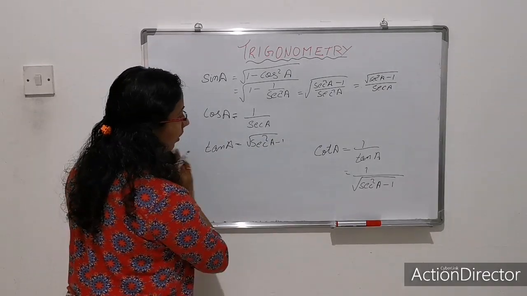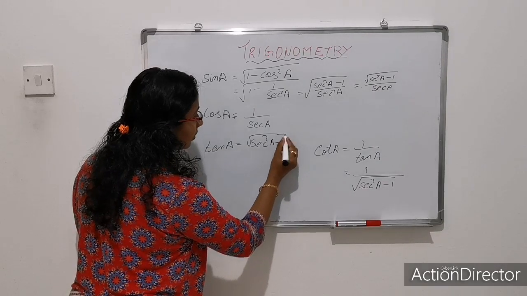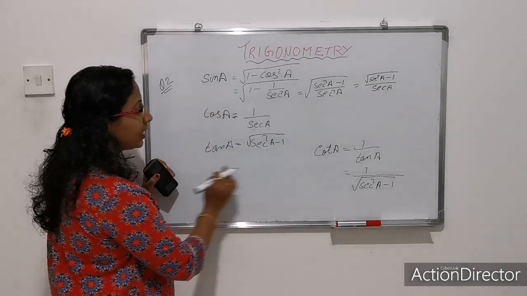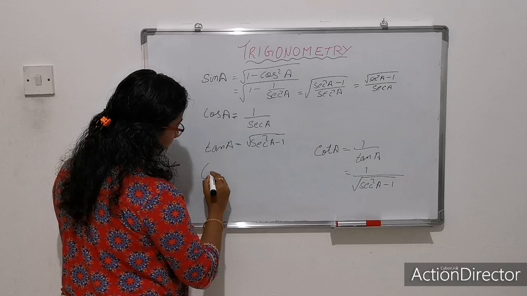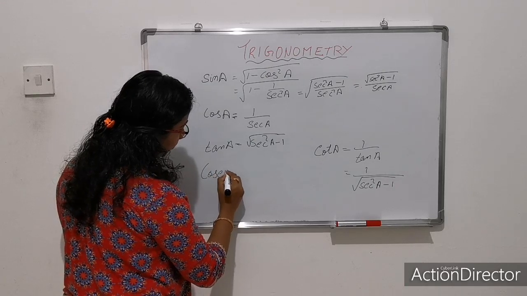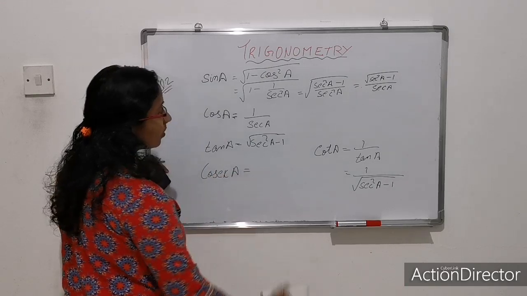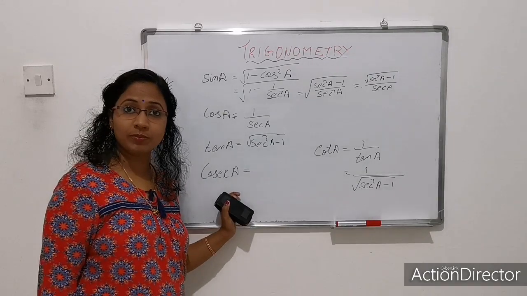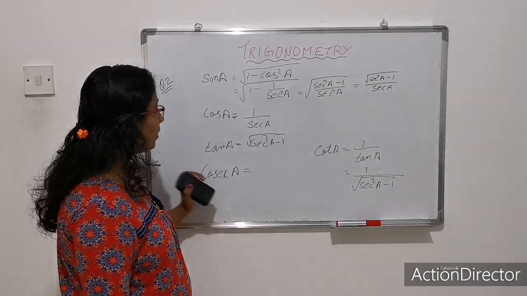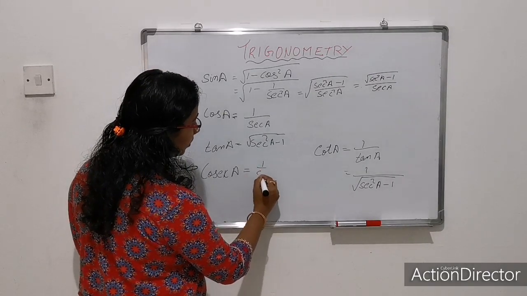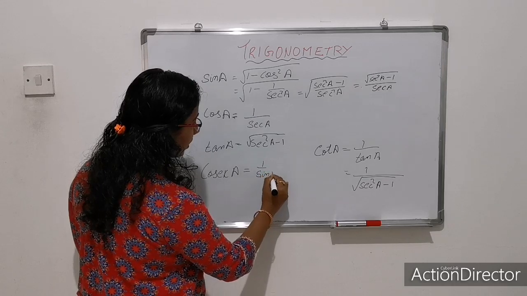Okay? Now, what was left out? This is sin, cos, tan, cot and cosec, right? This also we have to express in the form of sec A. Very easy. Cosec is equal to what? 1 by sin A.